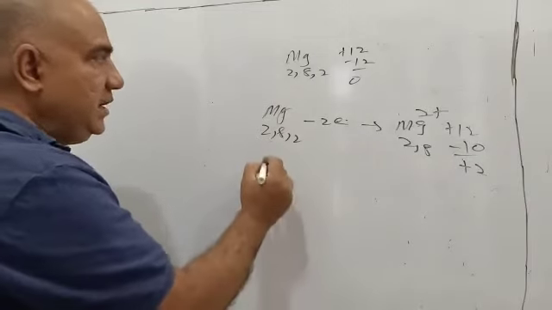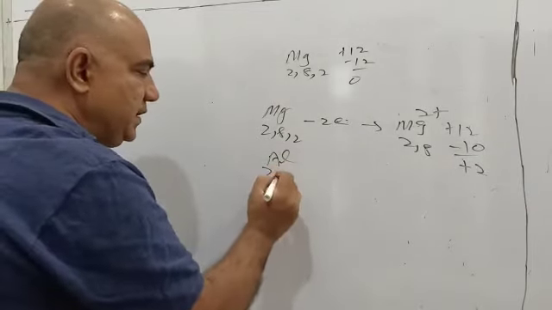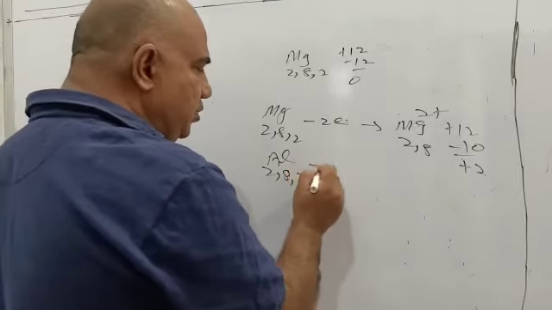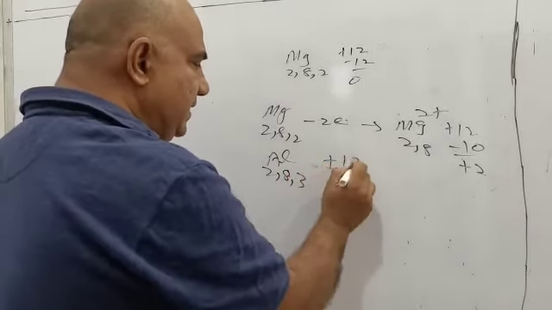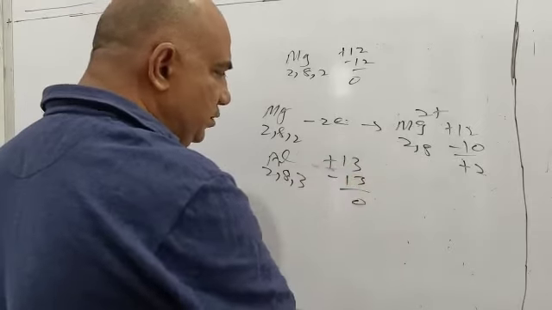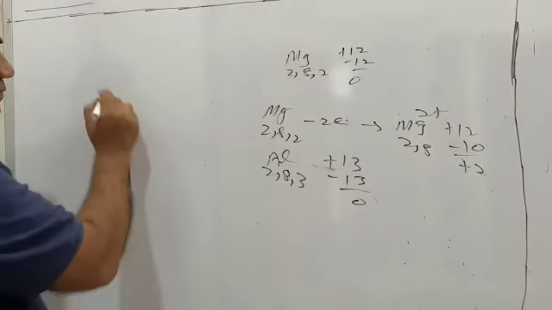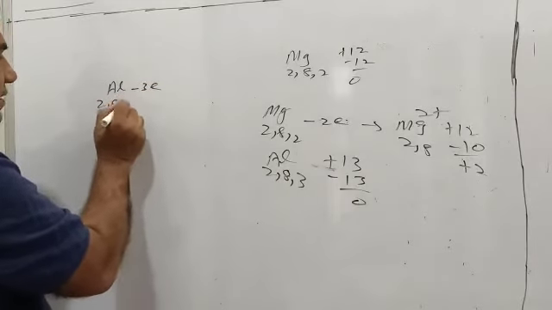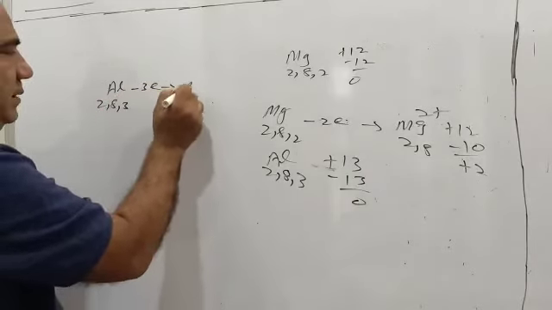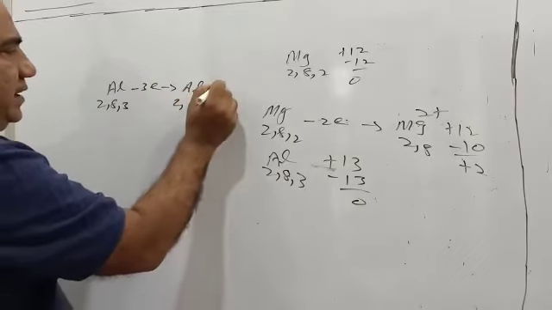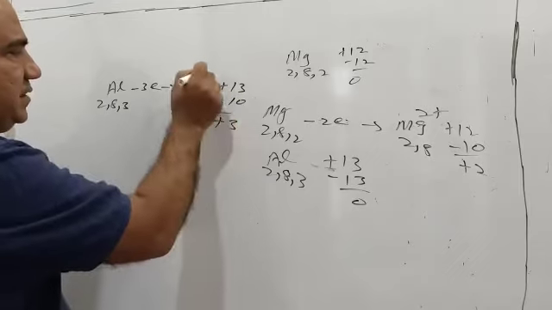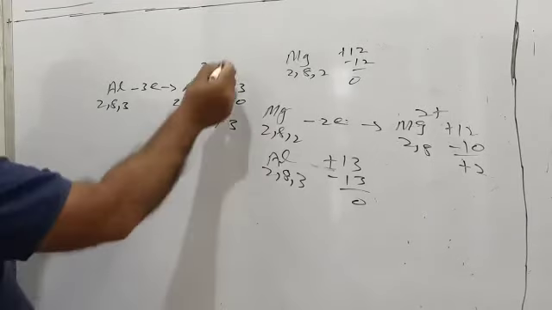Similarly, you can see aluminium. Its atomic number is 13, 2, 8, 3. Plus 13, minus 13, overall charge is 0. Now if aluminium 2, 8, 3 loses 3 electrons, it will become aluminium 2, 8. Protons are still 13, but electrons are 10, so plus 3, and this will develop a 3 plus charge. So this is an ion.